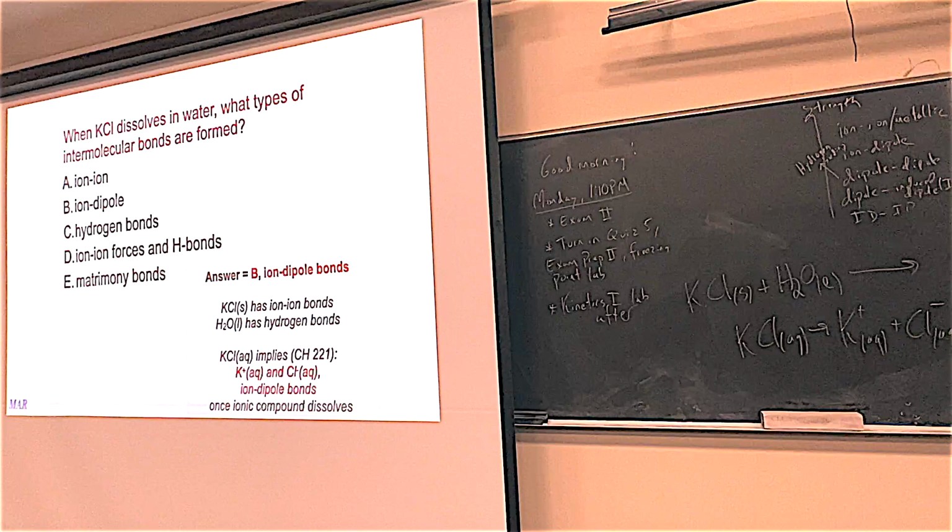Good. If you have something like acetone, which dissolves, acetone is covalent. That would be dipole-dipole, since you've got something polar, acetone, with something polar, water. But the ions, you bet, ion-dipole. Questions on that? Okay.